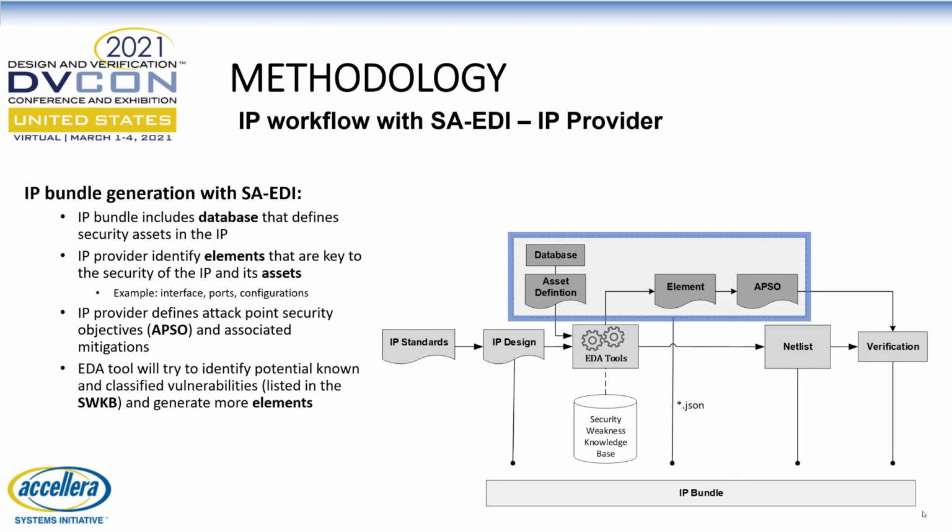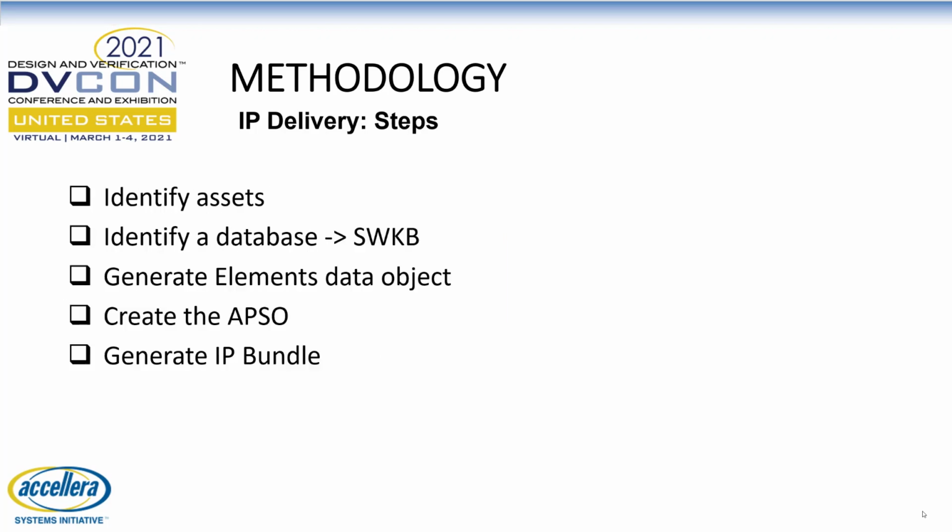There are various steps to follow to create an IP bundle with SA-EDI. First, identify assets. Second, identify a specific database. We'll talk about that specific database. Generate elements, data objects. Create the attack point security objectives. And finally, generate the IP bundle.